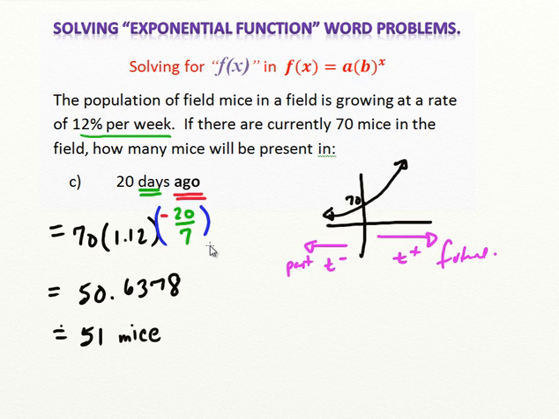And I'm glad that value is obviously less than 70, because we had 70 at time 0, and 20 days ago should have an amount less than 70. Well, let's move on to a couple of examples that look at decay.